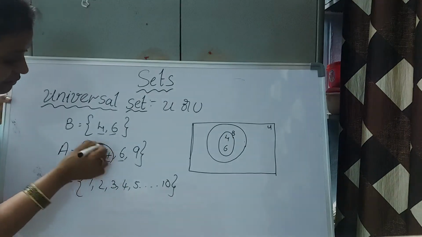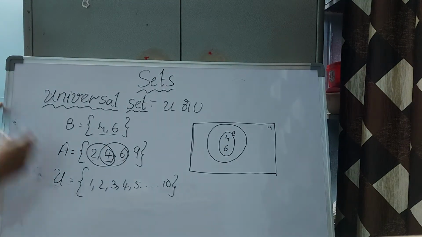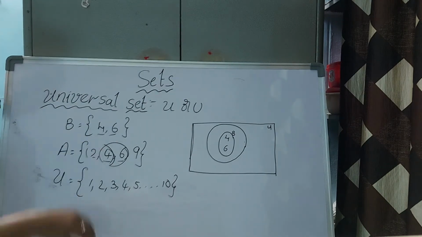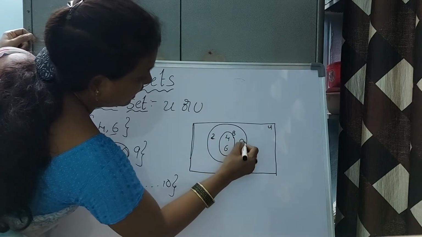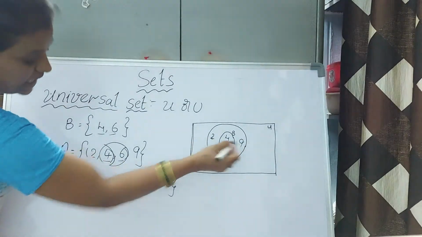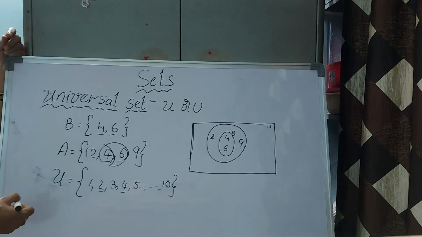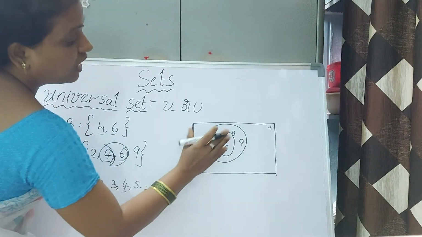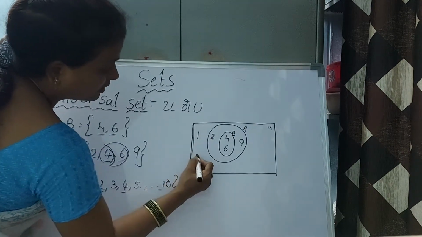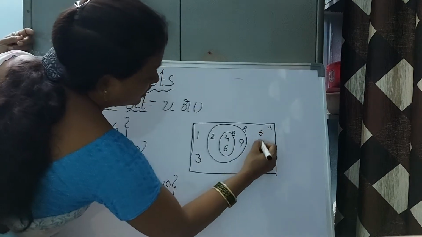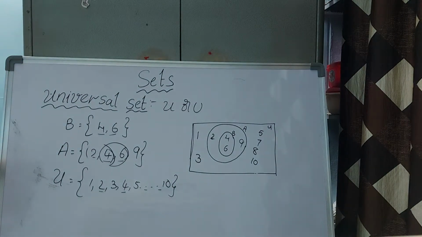What are the remaining elements? 4, 6 we already wrote. 2 and 9 are remaining. See, 2 I will write here, and 9. These 2, 4, 6, 9 are already present in the universal set. Remaining elements we have to write outside of set B and set A. What are the remaining? 1, 3, 5, 7, 8, 10. These are the elements which are present in the universal set.